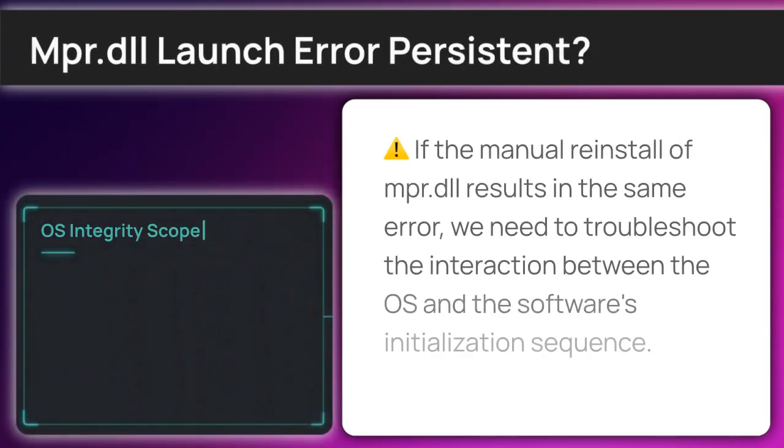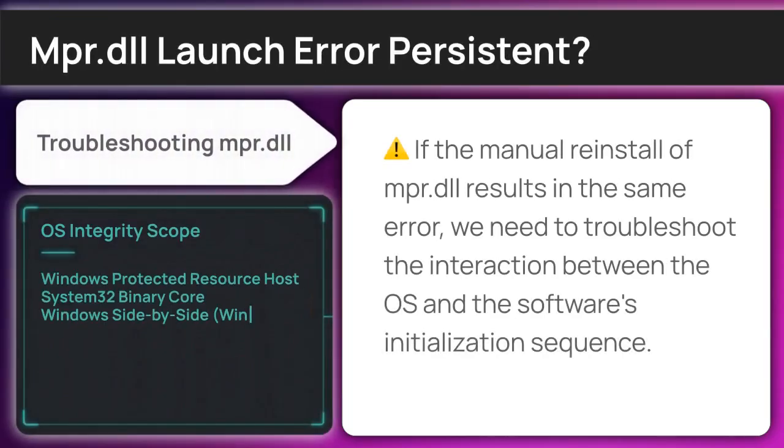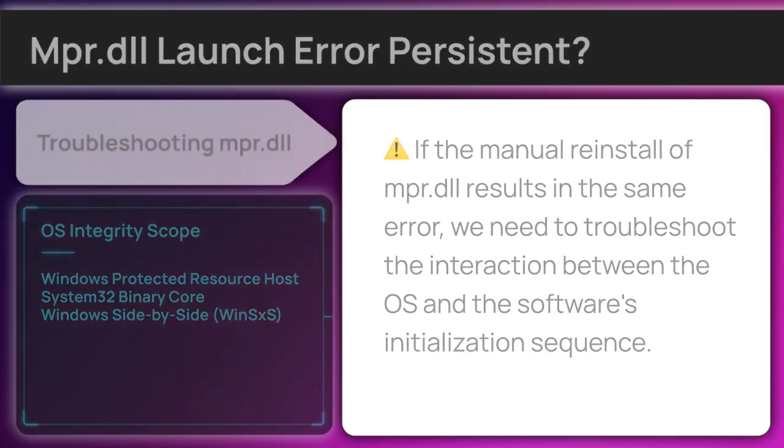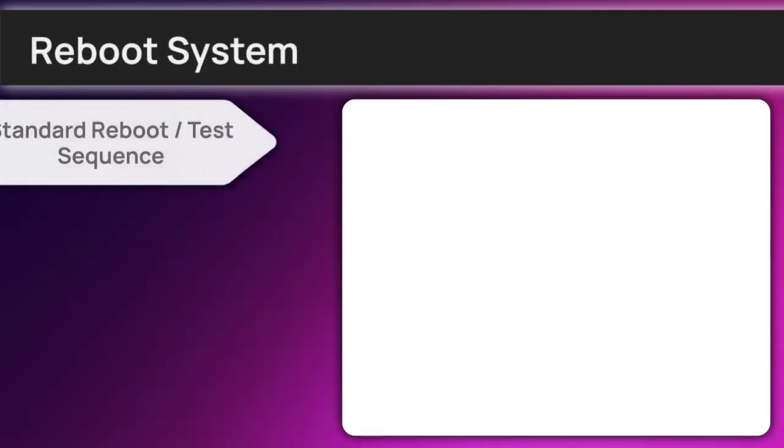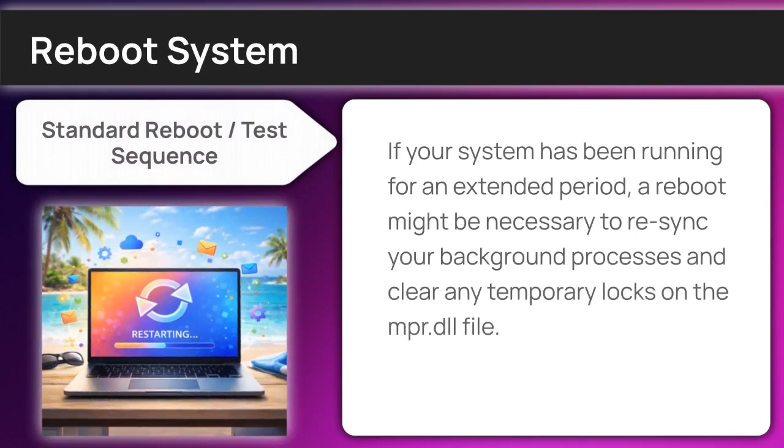If no luck was had with the redistributable package, we will escalate the fix by performing a targeted reset of the system state. A simple restart can resolve file-in-use errors that mimic a missing Mpr library message. It's a low-effort step that ensures your operating system starts with a clean execution stack.